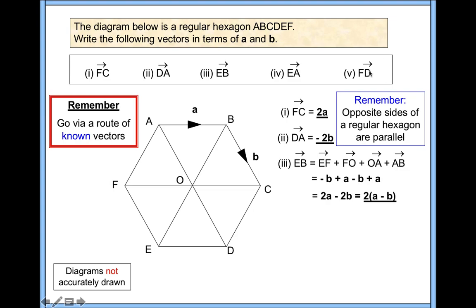Okay, now we will see the next vector, vector EA. We went through this route because we have to go via the known routes only. That is why we went like this. To find vector EB, we went from EF plus FO plus OA plus AB, because we don't know vector AF. But in one of the videos on regular hexagons, I taught you how to find this vector AF also. But in this question, we don't need to find it and waste our time, because we know some of the vectors, so we go via the known routes.